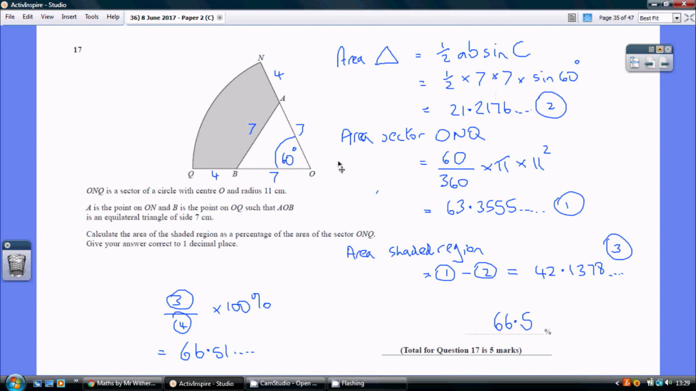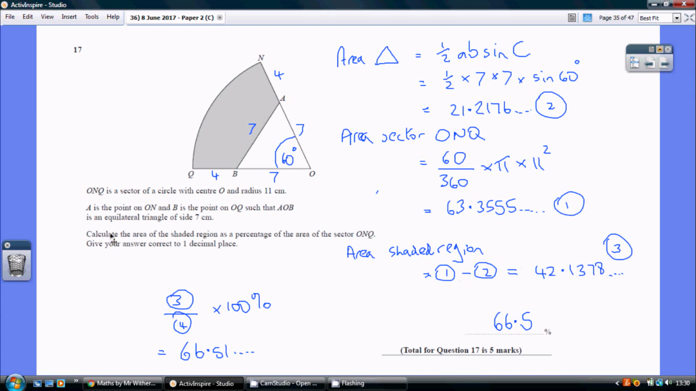Now the sector ONQ is obviously a fraction of a whole circle. How do you work out the area of a whole circle? It's pi r squared, so that's pi times 11 times 11 again, but the fraction of the circle I want is 60 degrees worth, which is 60 out of 360. Obviously there are 360 degrees in a circle, so basically it's a sixth of a whole circle, which is 63.3555 recurring. So the area of the shaded component is the sector, take away the triangle, which is 42.1378 dot dot dot.